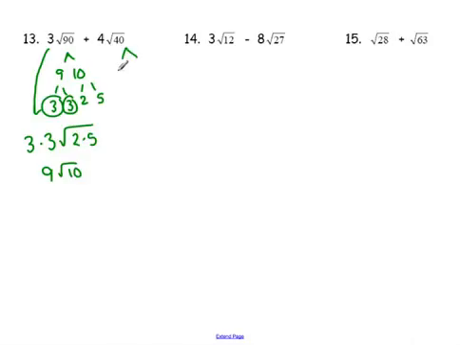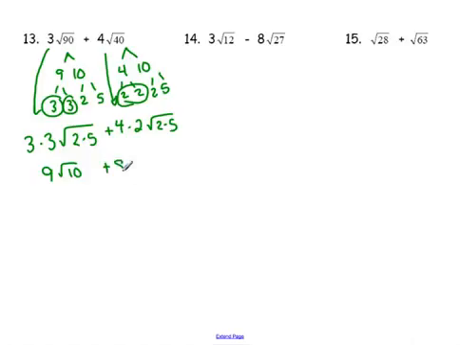40 breaks down into 4 and 10. 4 is 2 and 2. 5 and 2 make up the 10. I'll bring down my original 4. I'll notice my pair of 2's. And I'll have 2 and 5 left over. This will give me 4 times 2 is 8 times the square root of 10. 9 plus 8 should give me 17 times the square root of 10.